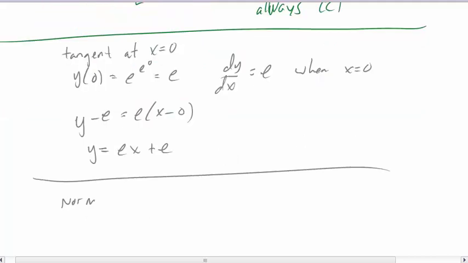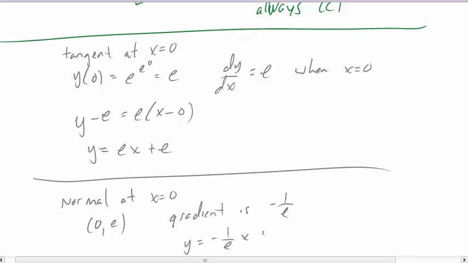Normal at x equals 0. Well, we're still dealing with the point (0, 1), but now our gradient is negative 1. And our normal line takes the equation y equals negative x plus 1. Fun little equations from a funky looking function, e to the x.